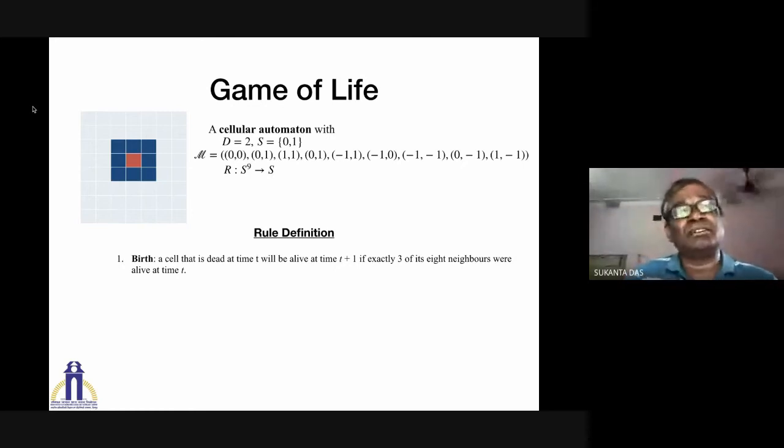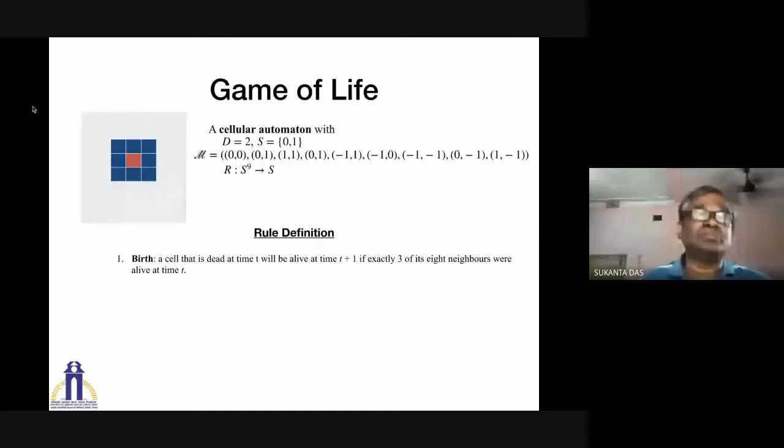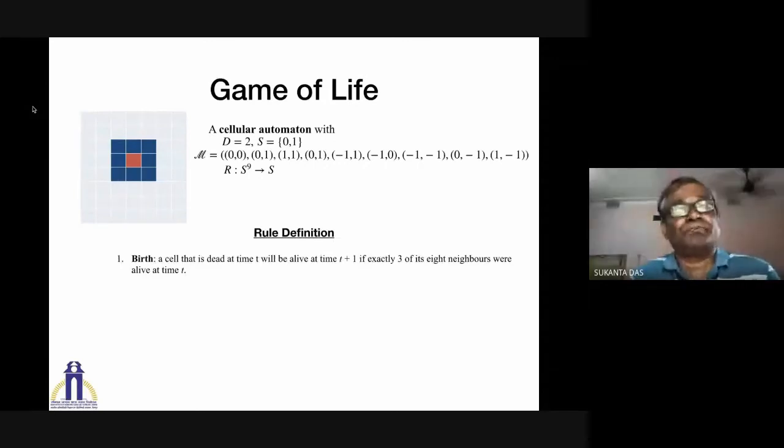A cell can die, or it can be alive, based on the condition of its neighbors, based on its environment. Conway designed this rule after a lot of experimentation, and you'll see that actually. The first point is the birth rule.